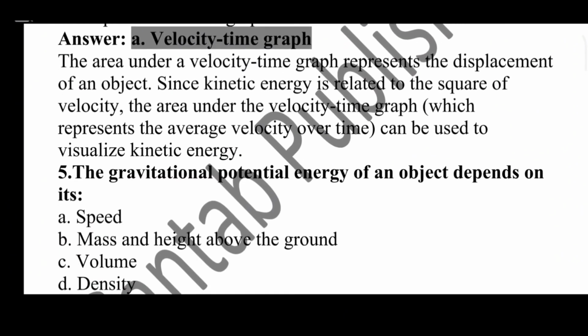Its explanation is, the area under a velocity time graph represents the displacement of an object. Since kinetic energy is related to the square of velocity, the area under the velocity time graph, which represents the average velocity over time, can be used to visualize kinetic energy.